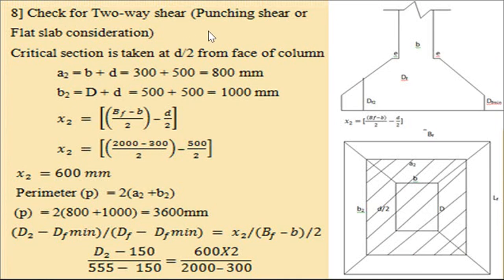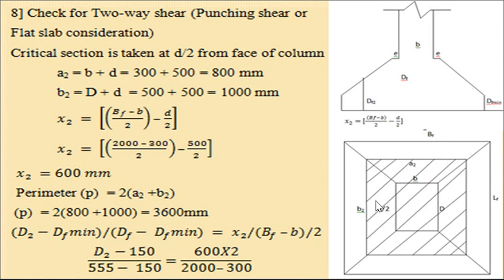Now for the two way shear, the column may be punched because of the axial load transferred to the soil over a large area. That's why this portion may be punched. In case of two way shear, we take the critical section from both the sides at a distance of d by 2 from the face of the column, from this side and this side. That's why this portion may be punched in the footing.